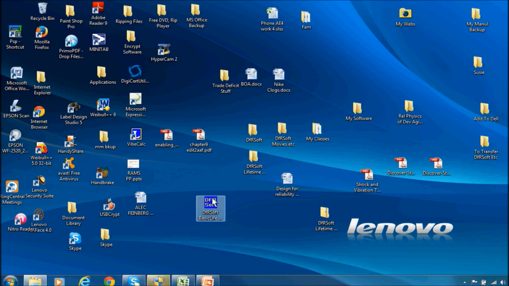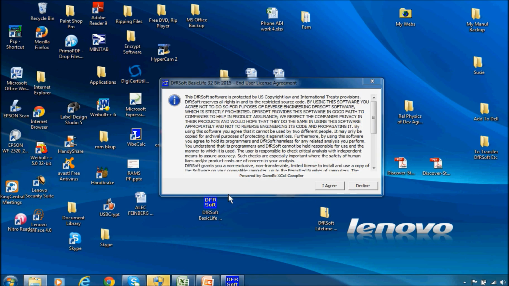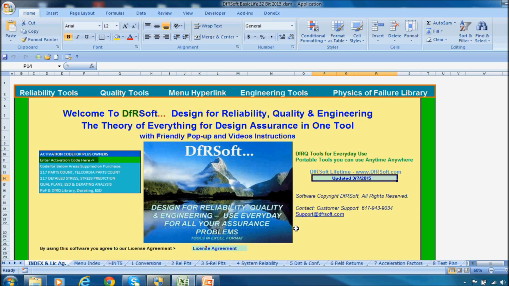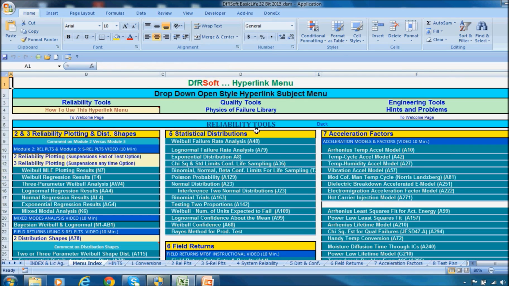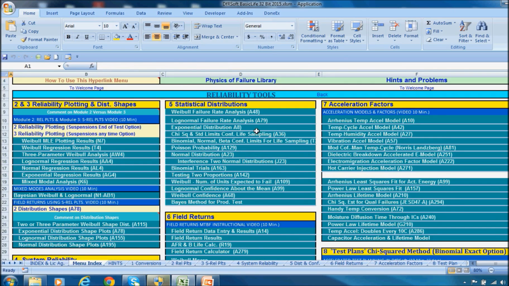So we double click on our application, and DfRSoft opens up, and we see our tools here. There are a lot of different tools in DfRSoft, and we're going to see that today. So let's hyperlink to our menu here. It's just the next tab over. You can hyperlink or tab to it. So here's the hyperlink method, and you see our open style menu.